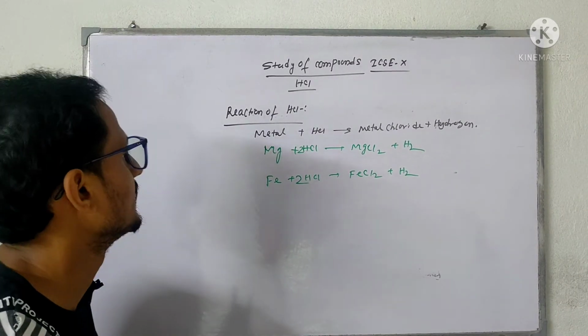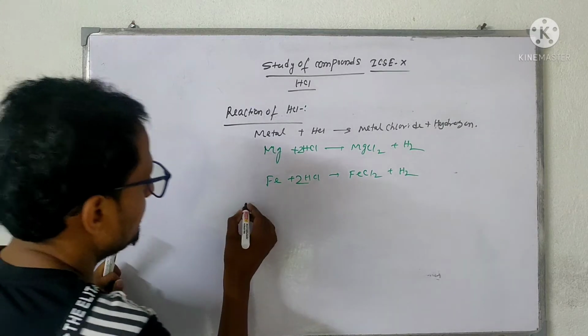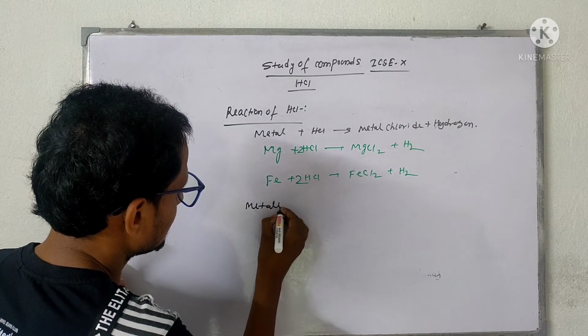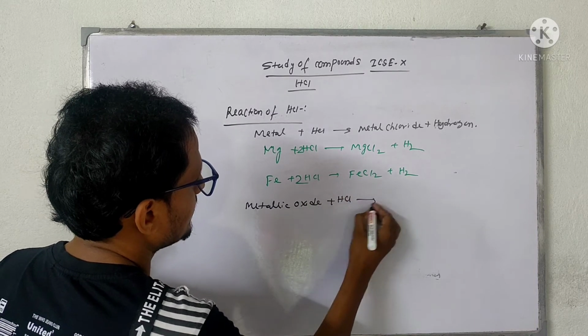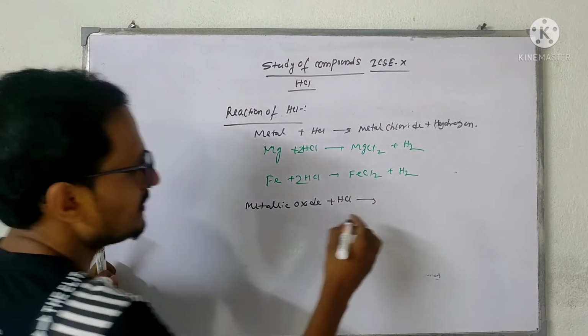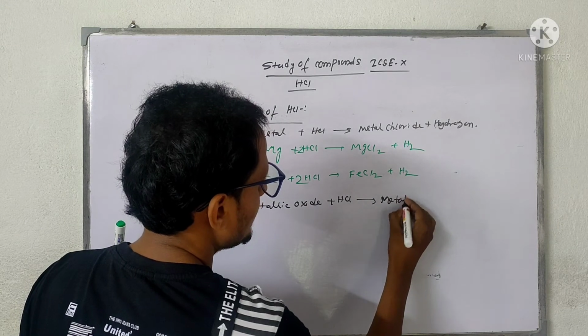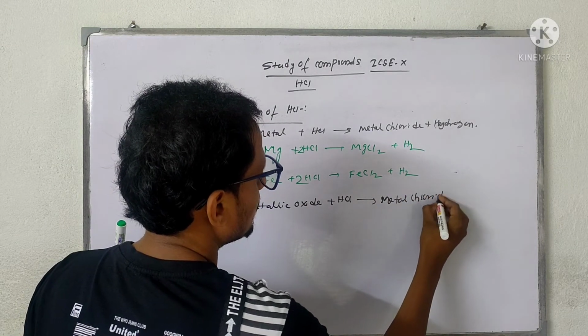Now the second method, metallic oxide plus HCl. Okay, it will form metal chloride. It will also form metal chloride with water.